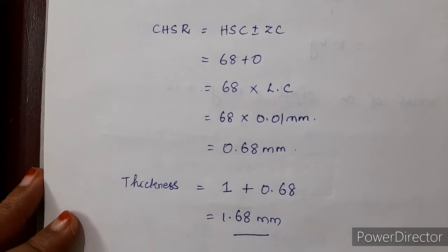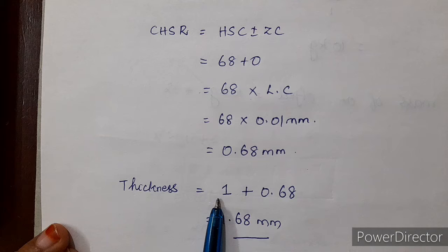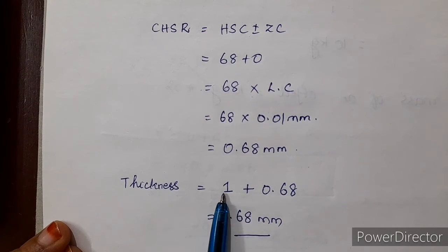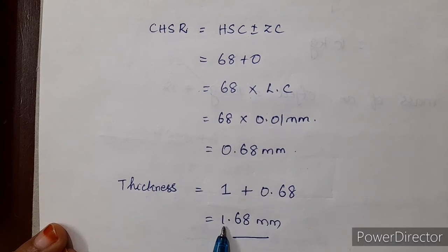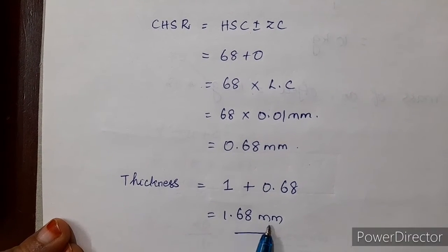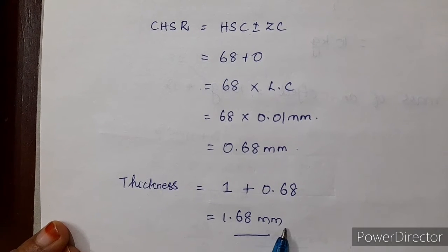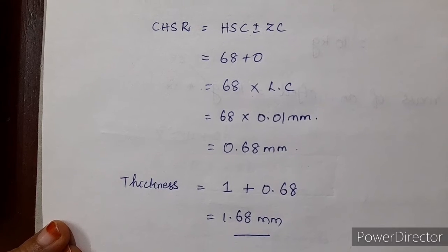Now how will you find out the thickness? This should be added to the pitch scale reading. So we know that the pitch scale reading is 1. So 1 plus 0.68 will give 1.68 millimeter. So the thickness of the coin is 1.68 millimeter.